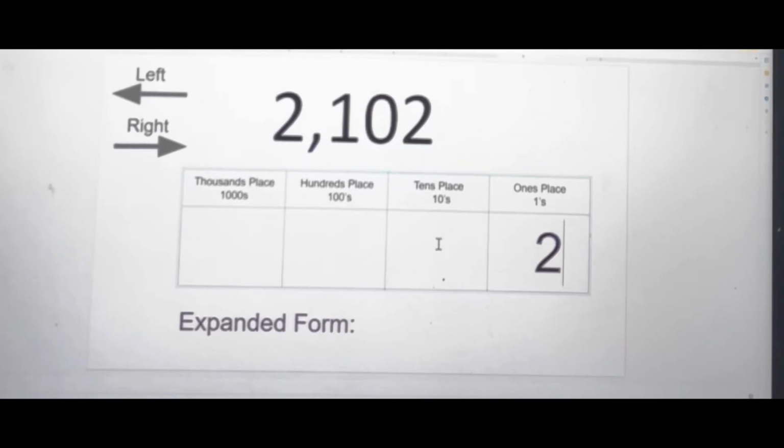Right next to the ones place we have the tens place. The digit next to 2 is 0, so we have a 0 in the tens place, we don't have any tens. Next to the tens place, we have the hundreds place. The digit in the hundreds place is a 1. Next to the hundreds place, the digit all the way to the left is the thousands place. In the thousands place we have a 2, so the digit in the thousands place is a 2.